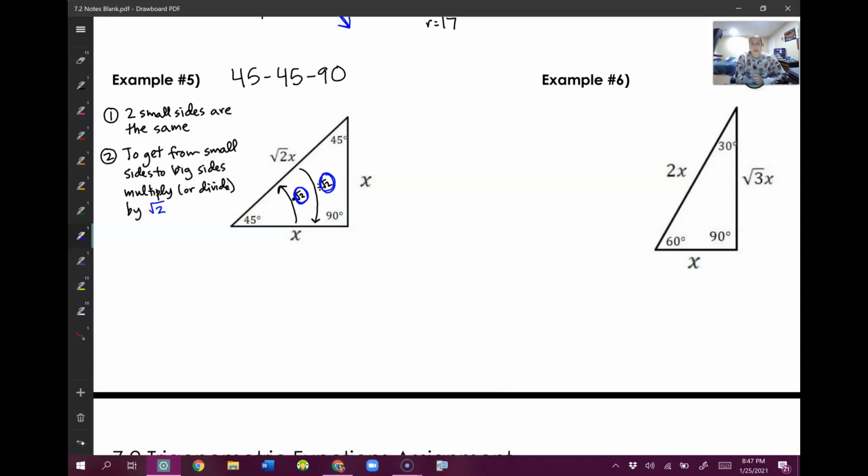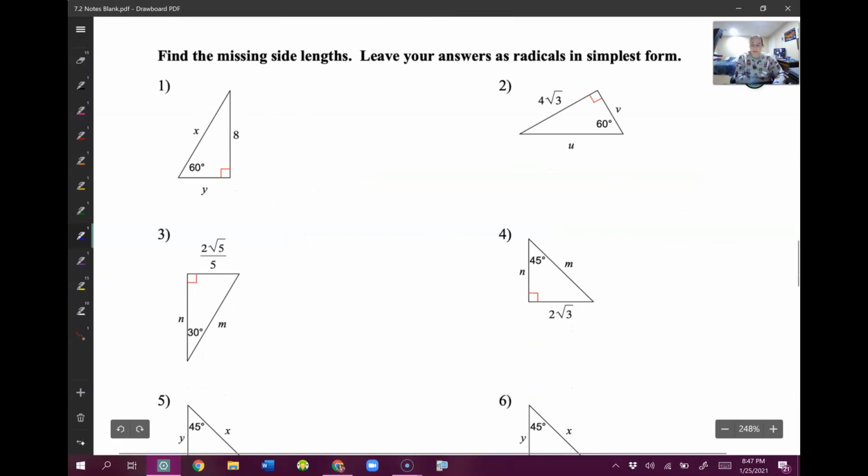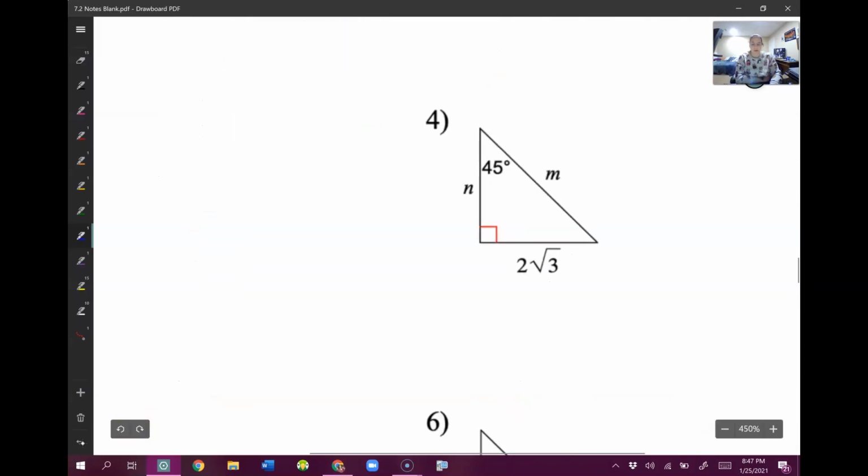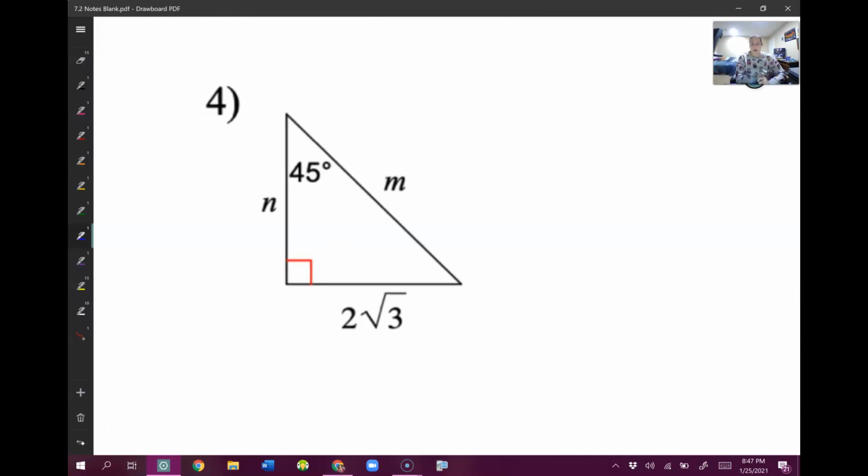Now, let's go through some examples of what this looks like so you can see it. So I'm going to go to your assignment, and we're going to look for some 45, 45, 90s. So let's start with number 4 right there. This is a 45, 45, 90. Remember, our first rule is that our small sides are always the same. So if this is 2 root 3, then this one is also 2 root 3. Small sides are the same.